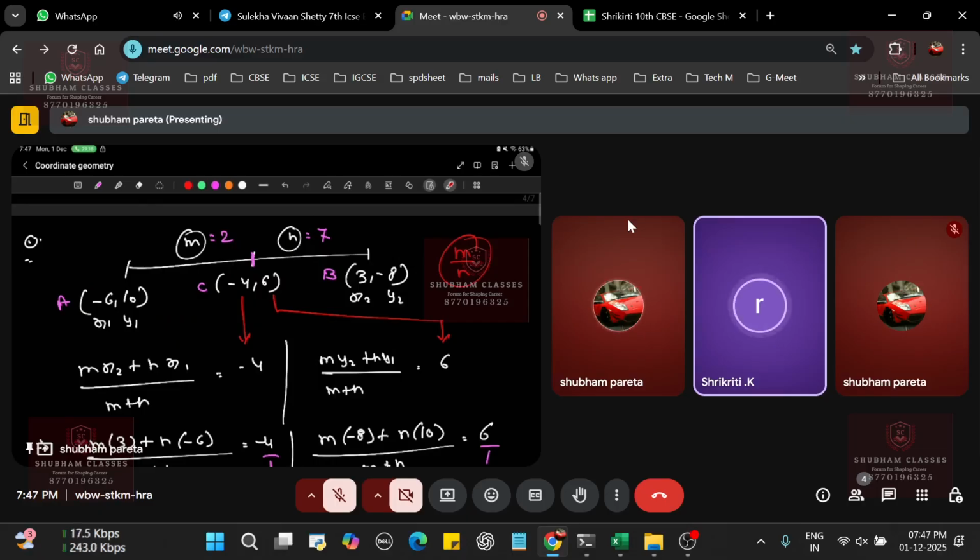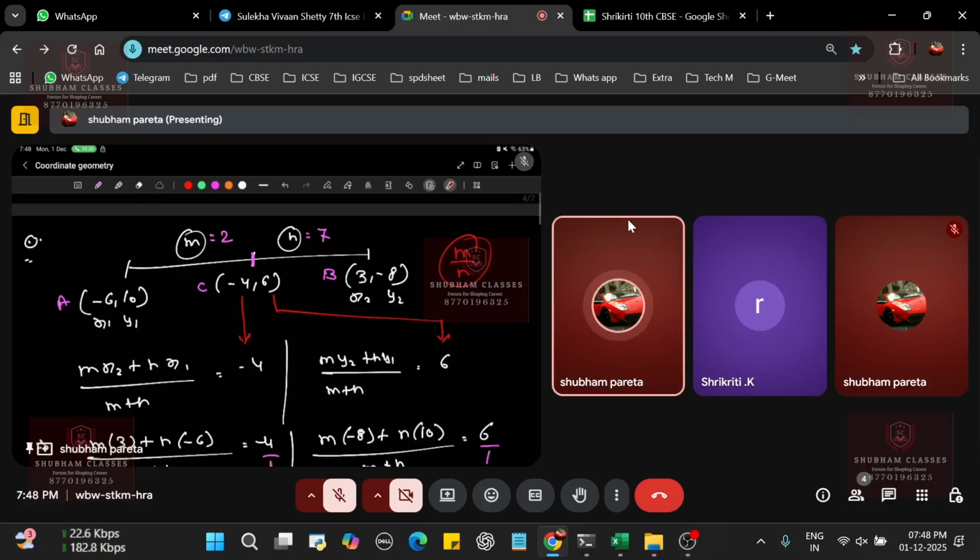Then 6 minus 42 by 9, comma, minus 16 plus 70 by 9. After subtracting both the values, we'll get minus 36 by 9, comma, 54 by 9. If we cancel the values, we'll get minus 4, comma, 6. Minus 4 comma 6 we are getting. Yes, sir.